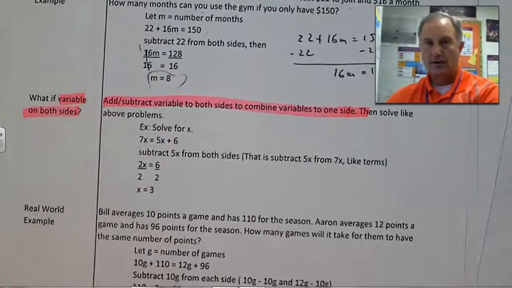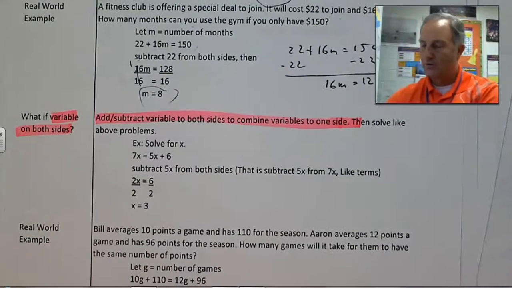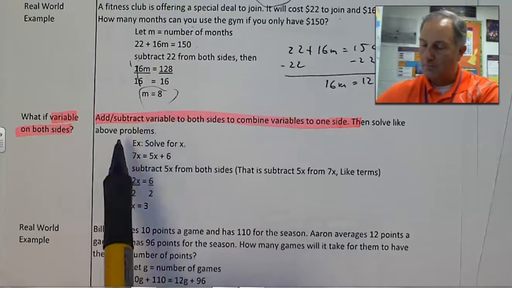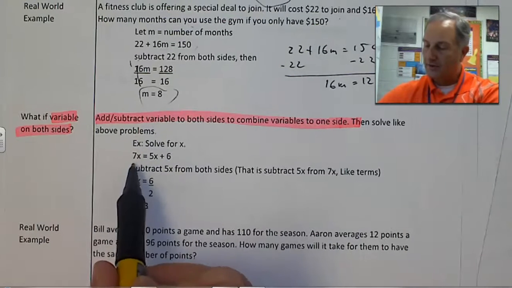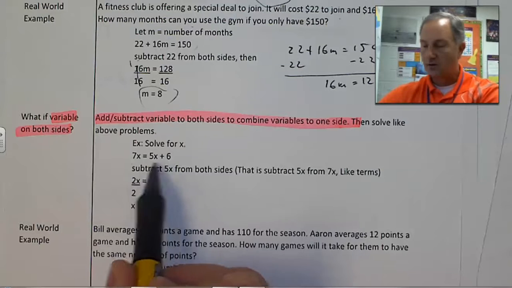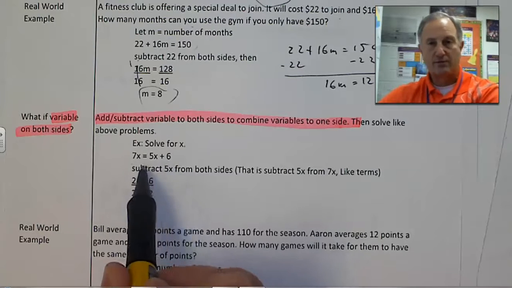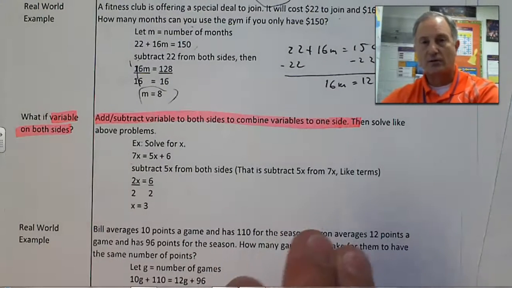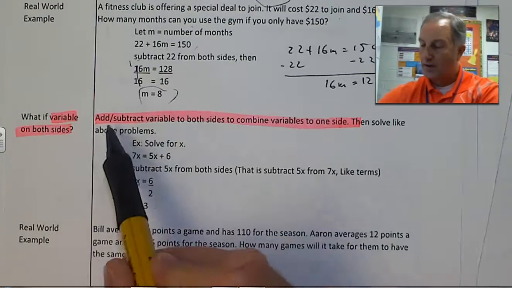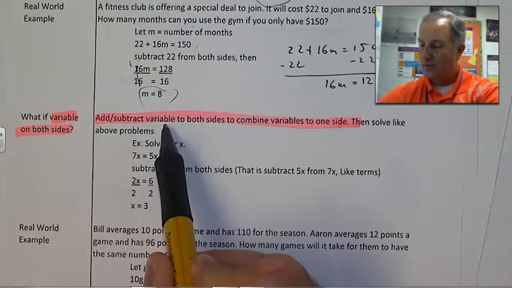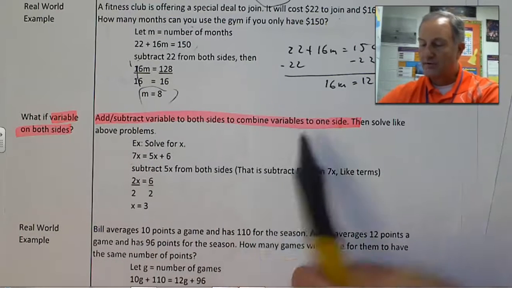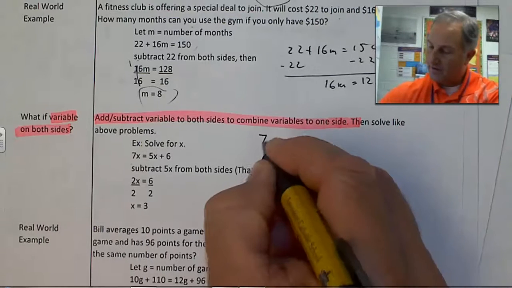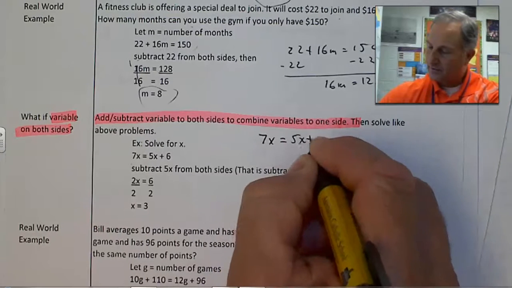Now let's kick it up a little bit. What happens if you get a variable on both sides? What I mean by that is something like this. 7x equals 5x plus 6. You see you've got letters on both sides. What you want to do first, and there's more than one way to do this, but this is the way I'm going to present it, is that we want to add or subtract the variable on both sides to get them all on one side. And what I mean by this is right here. I've got 7x equals 5x plus 6.